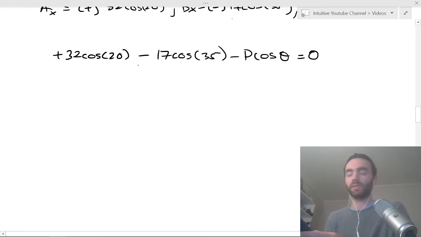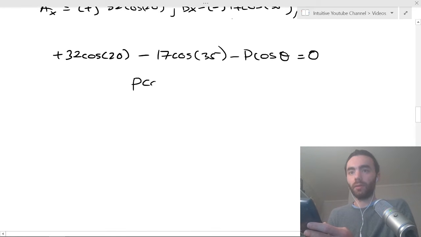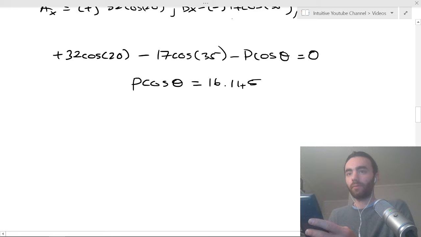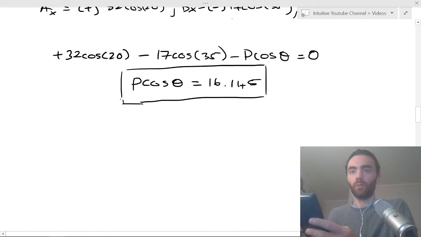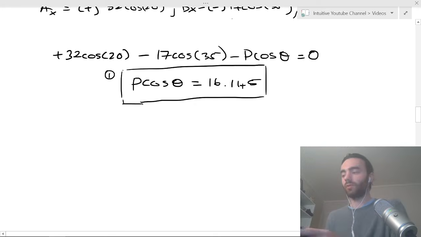Okay, so then you put this into your calculator: 32 cos of 20 minus 17 cos of 35. So you get that P cos theta equals 16.145. Cool. So we have an equation with P and theta as unknowns, so let's call that equation 1.